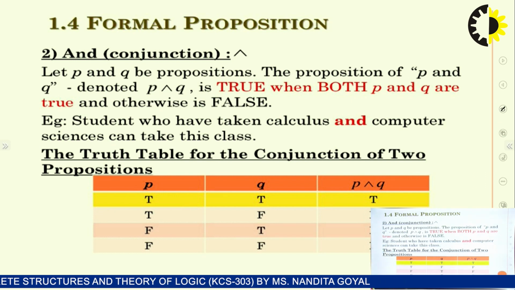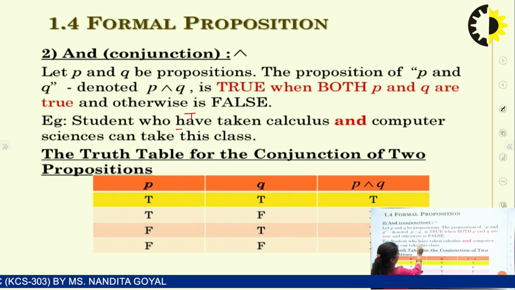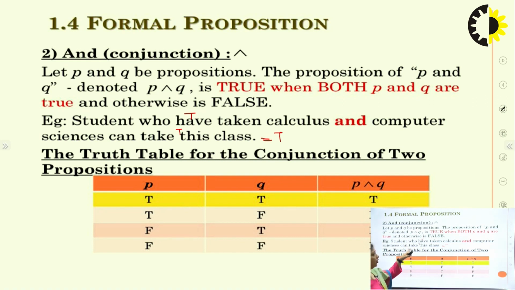For example, students who have taken calculus and computer science can take this class. Now for this to hold, this should be true and this should be true. Only then will I get the truth value as true. If any one of them is false, then my truth value for the combination will always be false.